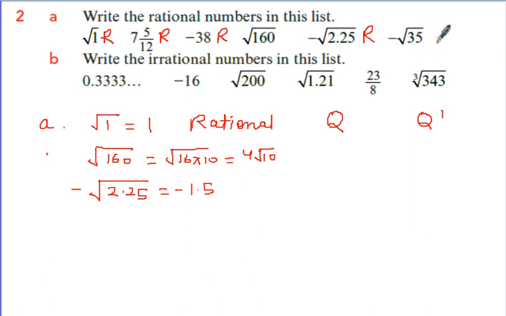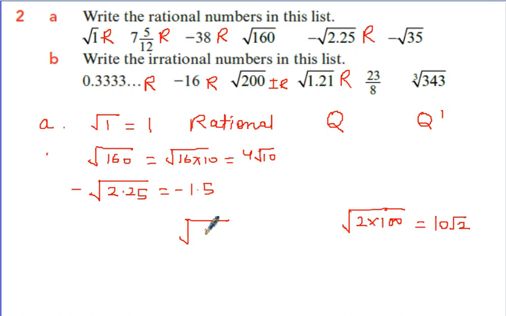Again root 35 is a surd, nothing can be taken out, so not. Write irrational. Now here, this is giving a pattern, so it is rational. This is again rational. Root 200 is irrational because 200 you can write as 2 into 100, which 100 gives you 10 out, so remains 10 root 2, which is very well irrational. 1.21 is rational because 1.21 is the square of 1.1. 11 squared is 121, so 1.1. This is very well rational, and this is 343. So 343 is the cube of 7. So it is 7. So it is very well rational.